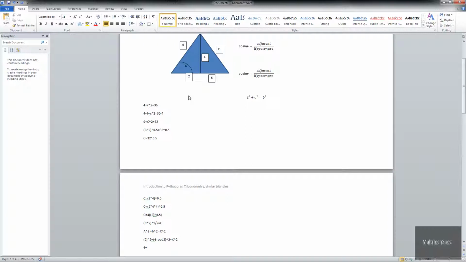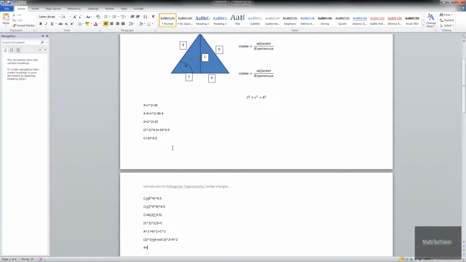Where's my calculator gone? Oh, right, okay. Check that on the calculator. 4 root 2 squared. Take 4 root 2 all squared, power of 2, gives us 32.